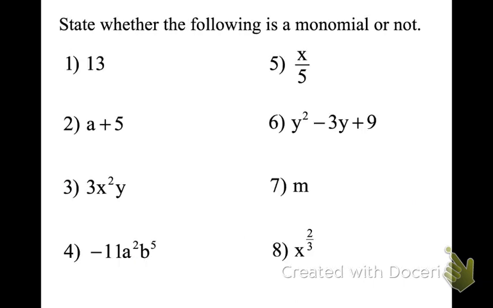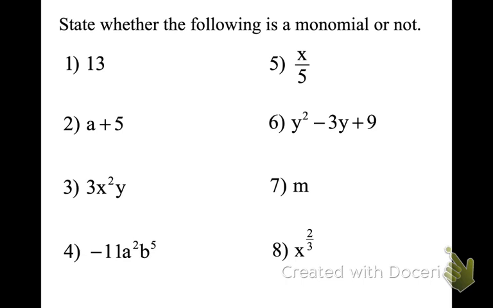All right. So number 1, why don't you pause the recording and see if you can figure out which ones are monomials. Okay, now let's check our work. Raising a quiet hand, tell me if number 1, 13, is a monomial. Max. I do not think it's a monomial. Okay, go back to your definition, read it out loud. A single term, a group of numbers and or variables.